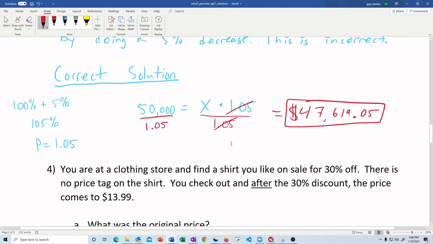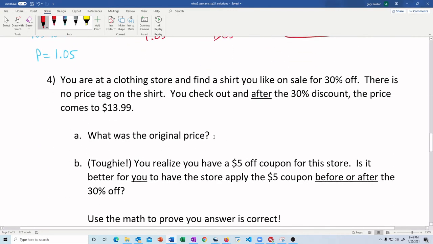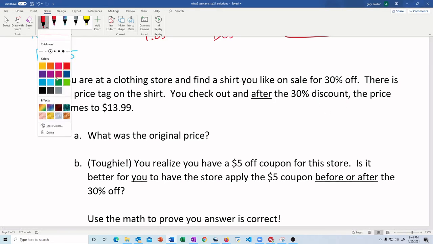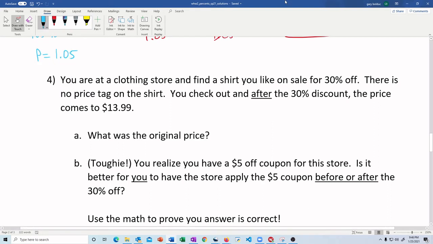All right, so let's check out number 4. You're at a clothing store and find a shirt you like on sale for 30% off. Let's go back to blue. There is no price tag. Oh, geez. You check out, and after the 30% discount, the price comes to $13.99. What was the original price?